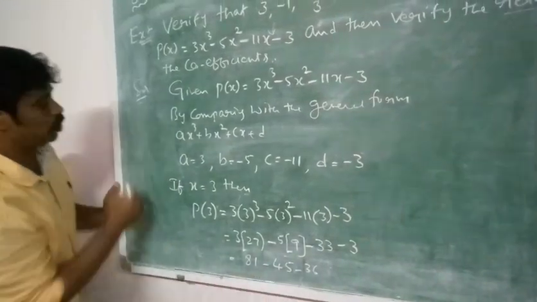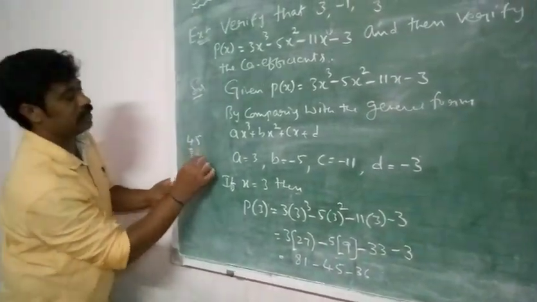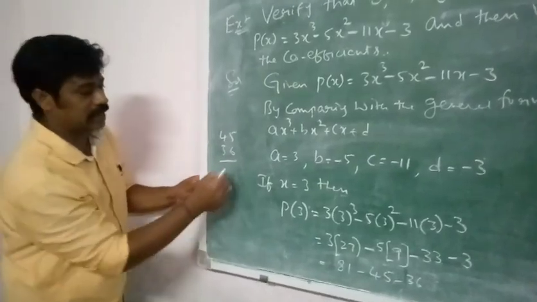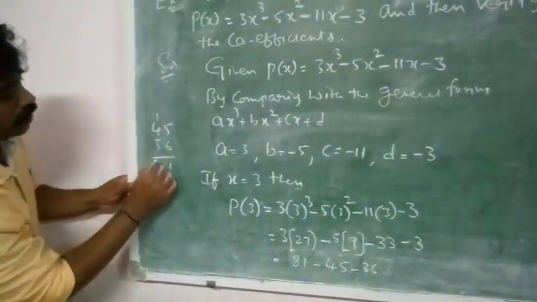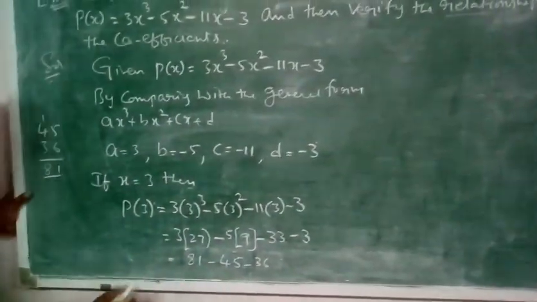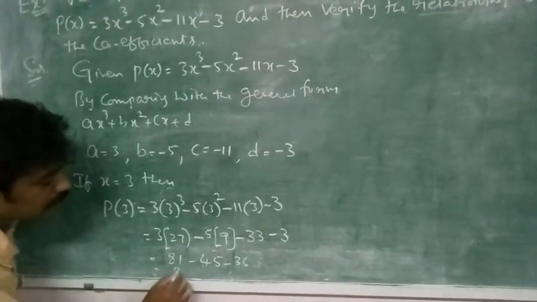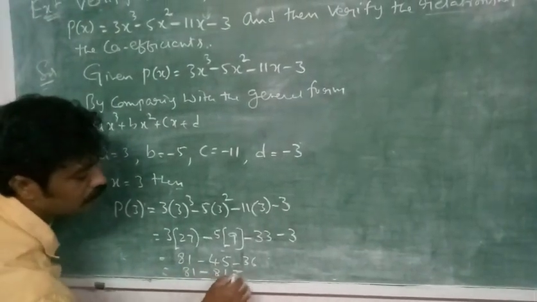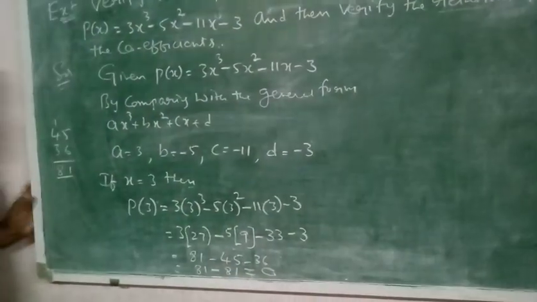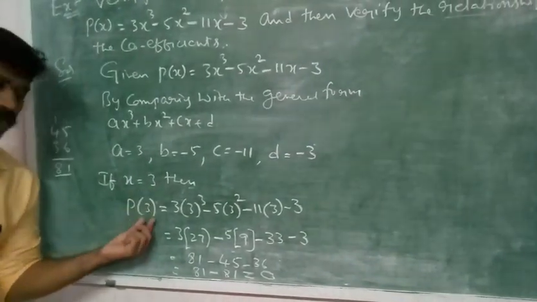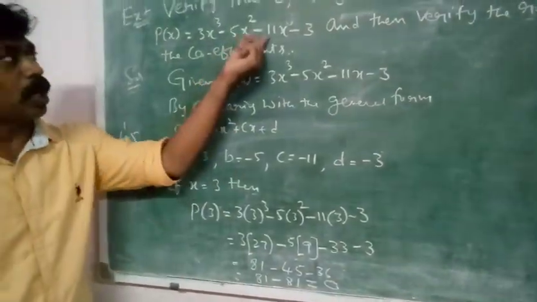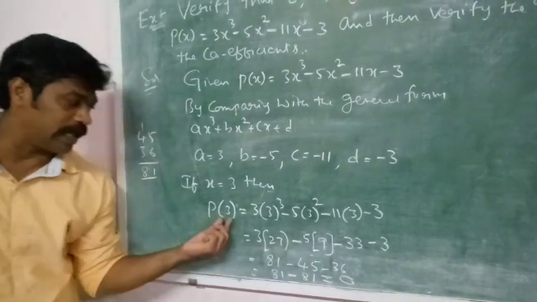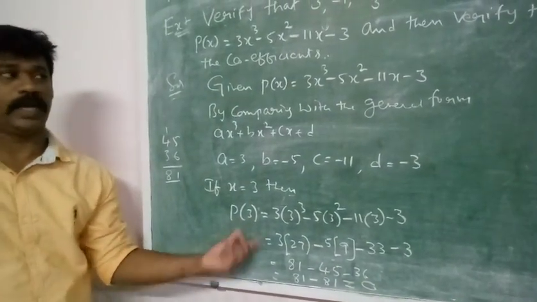If you add these two, 45 and 36, how much do you get? 5 plus 6 is 11, 4 plus 4 is 8, so minus 81. So 81 minus 81 is equal to 0. After substituting this x value, the given polynomial becomes 0. So we can conclude that this 3 is the zero of that polynomial.